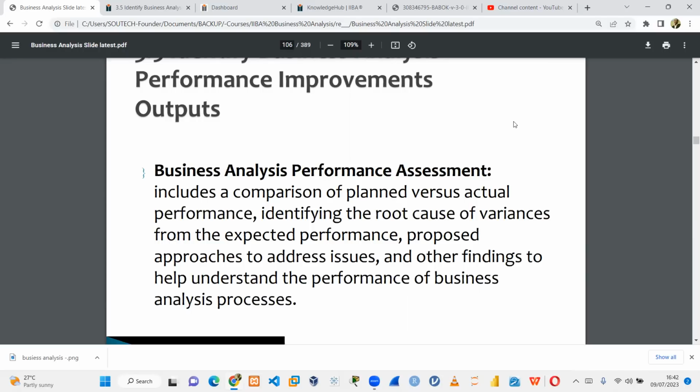The question is, is he doing some kind of monitoring? Is he checking up? Is he comparing? Is he doing some kind of performance assessment to look at what he said he was going to do, what is the standard, and where he's at this particular point in time? Here, we want to also identify the root cause of variance, the difference from the expected performance, propose an approach to address the issues, and other findings to help understand the performance of business analysis processes.